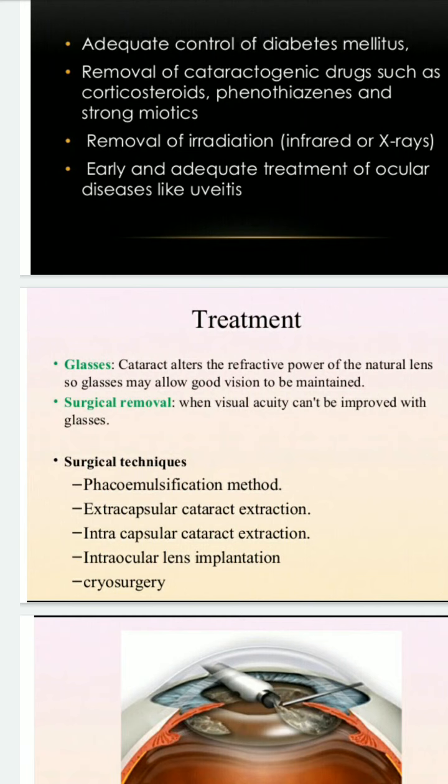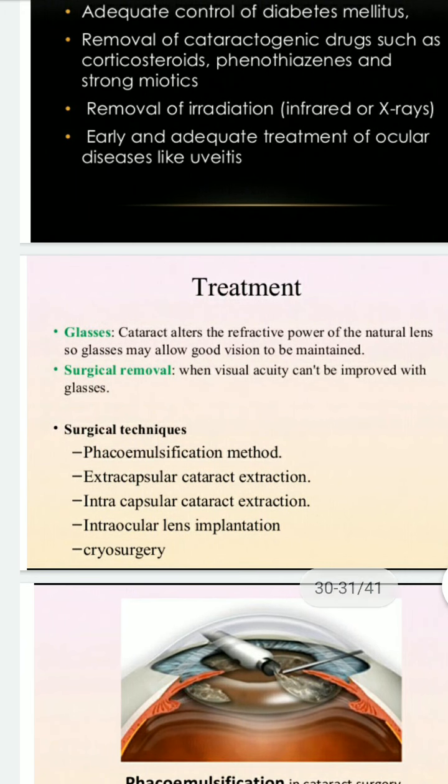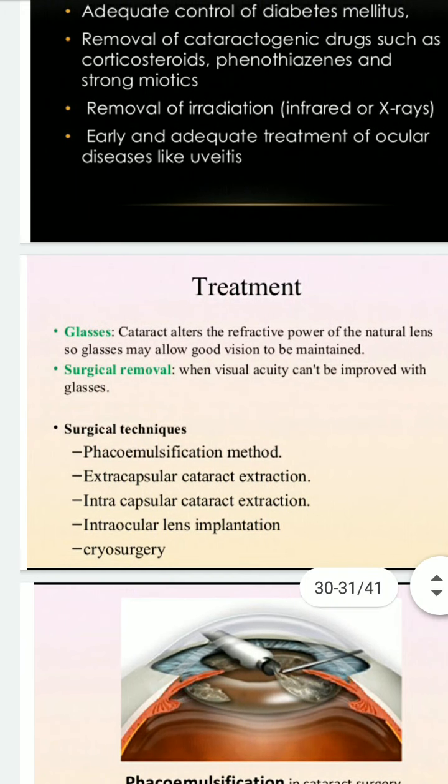In phacoemulsification, an ultrasonic device liquefies the nucleus and cortex, which are then suctioned out through the tube. The posterior capsule is left intact. The incision is much smaller than in extracapsular cataract extraction, the wound heals more rapidly, and there is early stabilization of the refractive errors and less astigmatism.